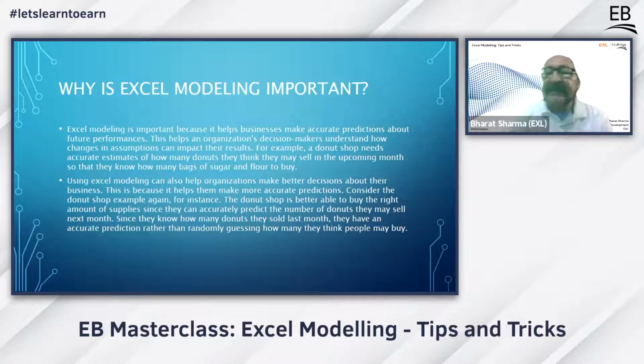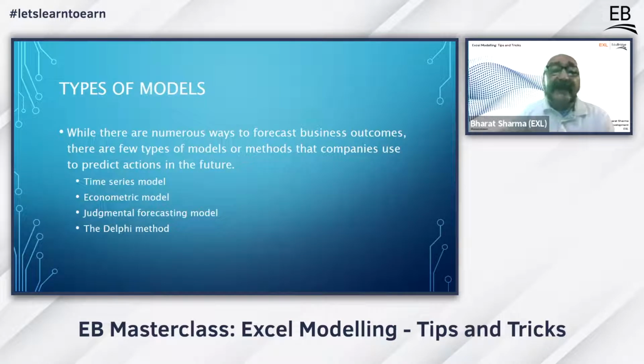So the donut shop is better able to buy the right amount of supplies, since they can accurately predict the number of donuts they may sell the next month. Okay, so that is where the modeling really helps. And this is just an example. There are a lot many more things that the modeling is helping support today. And that will be a little bit clearer with the different types of models that are there.